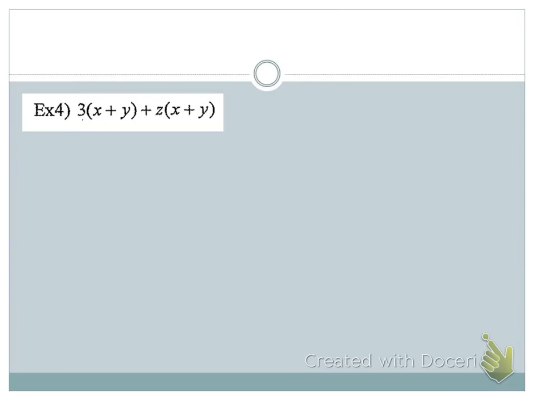Okay, let's try another one. Are we going to need to use opposites on number 4? No. How do we know that?